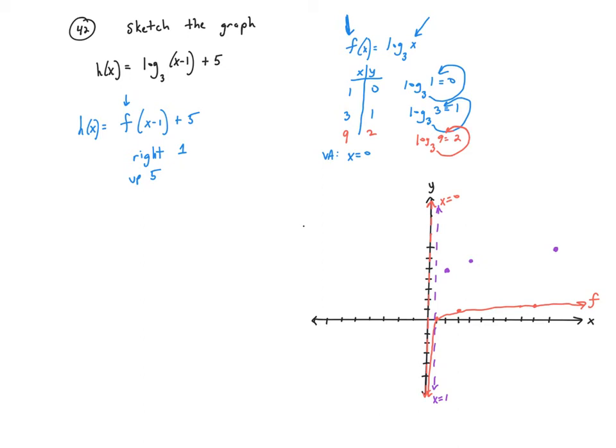h of x will have the same basic shape as f of x. So again, it's going to hug the vertical asymptote, but when it gets to these 2 points, it's going to shoot out. So there's h. As a follow-up question, you might be asked for the domain of h. You can look at the graph for that, and you can also answer that question algebraically by looking right here. For log functions, we know that x minus 1 has to be greater than 0, so that means x must be greater than 1.